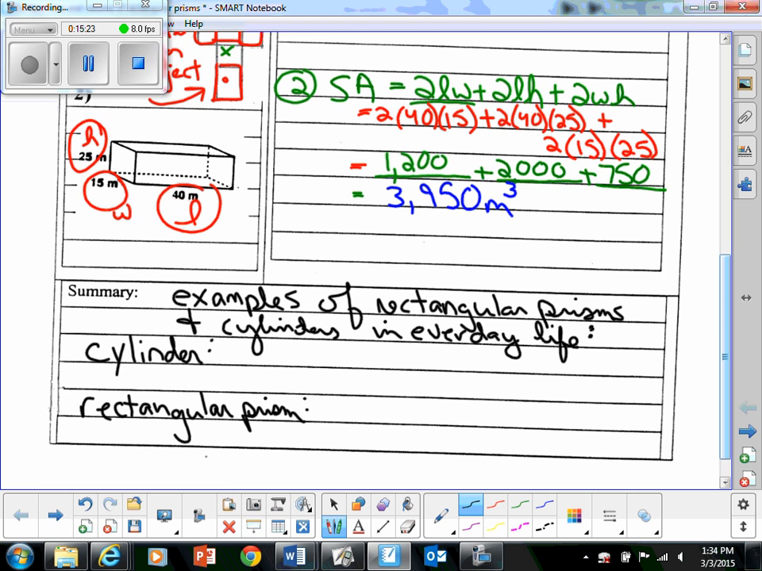Okay, a cylinder would be a soup can. You know, any kind of soup with a circle top and bottom. Okay, and a rectangular prism, I'm going to say a box of cereal.